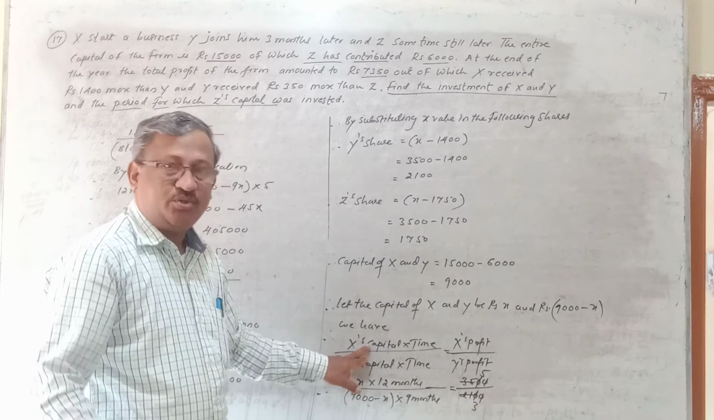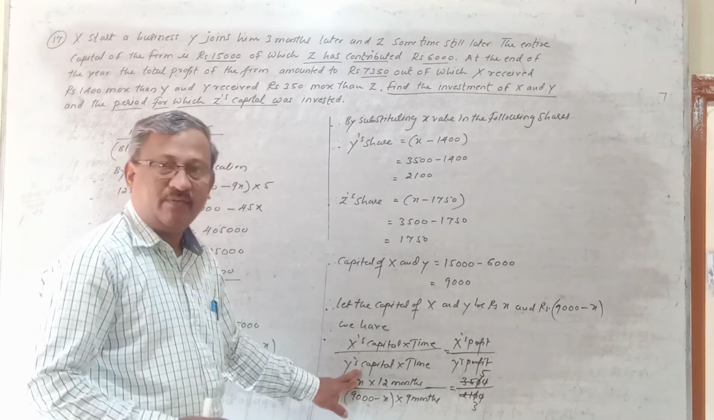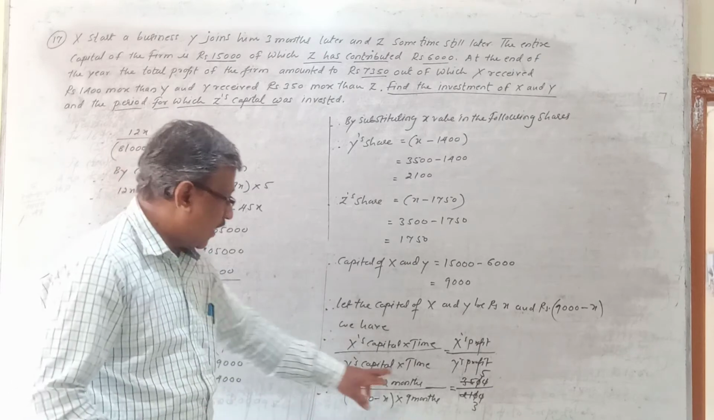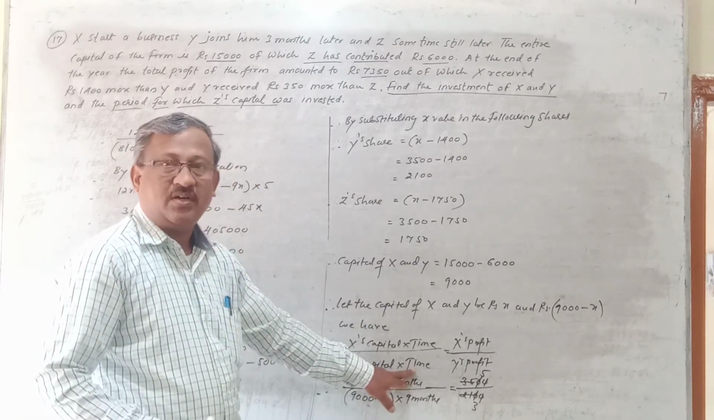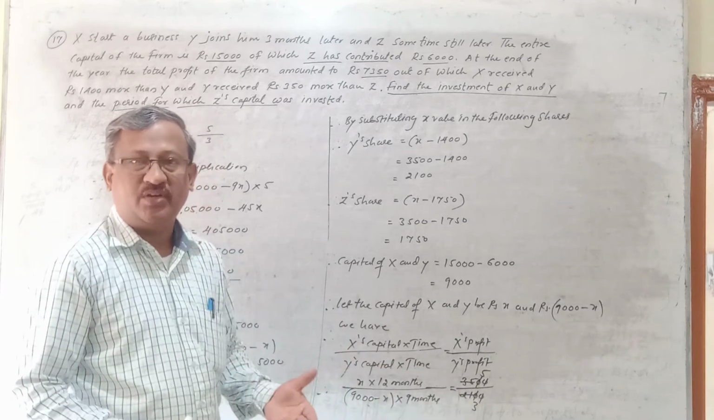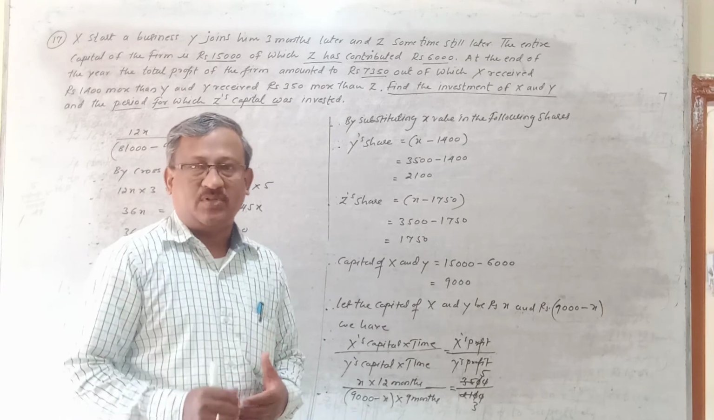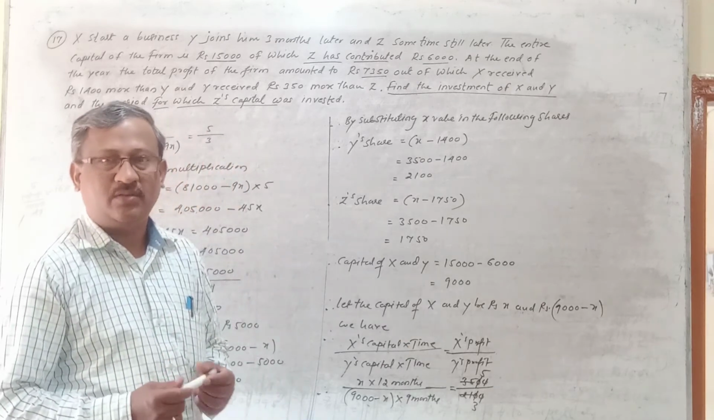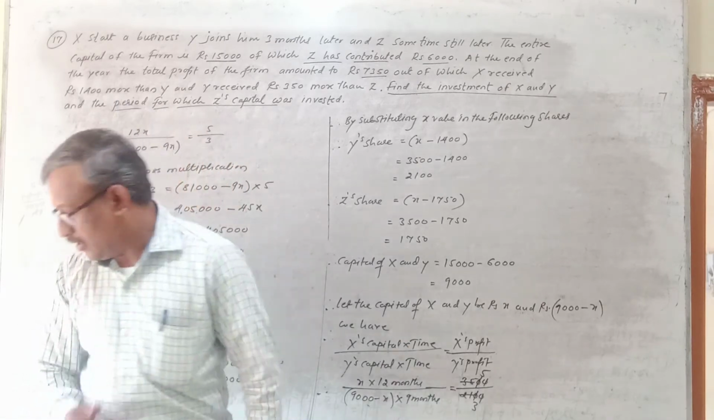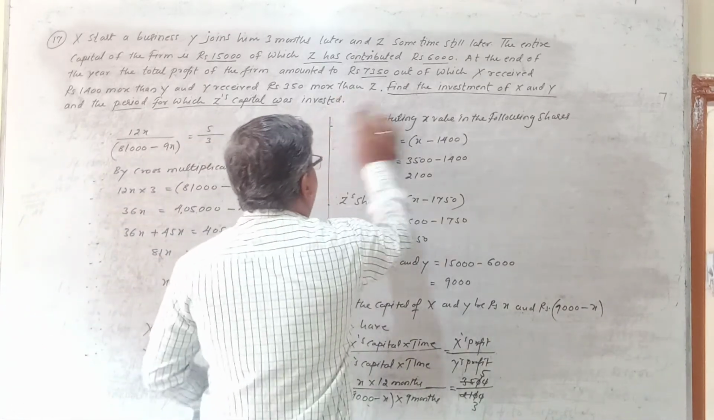So at the numerator place, you take either X's capital or Y's capital, and that you have to divide by Z's. Again, for how many months his capital is used in the business is not known, so I will assume it as X months. Suppose his capital is used for X months. So what will be the value of X? That we can find out very easily. So let's calculate Z's time.